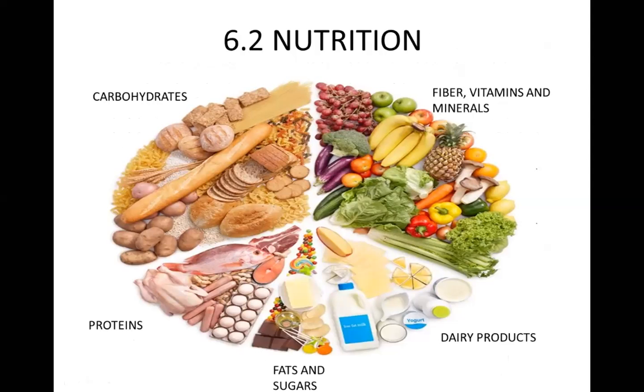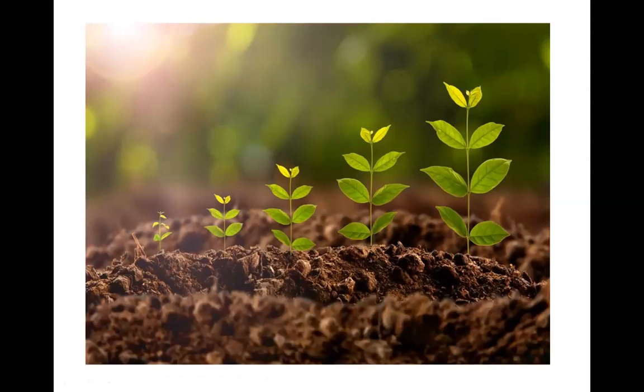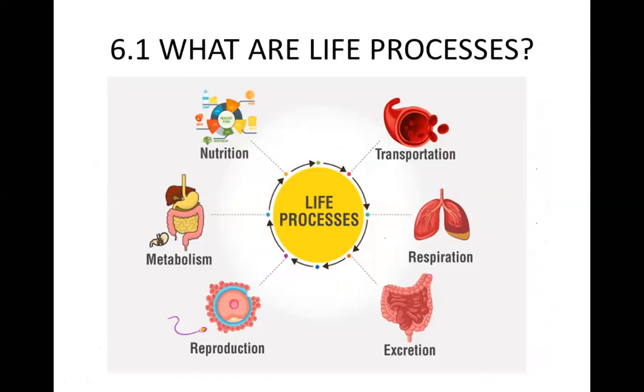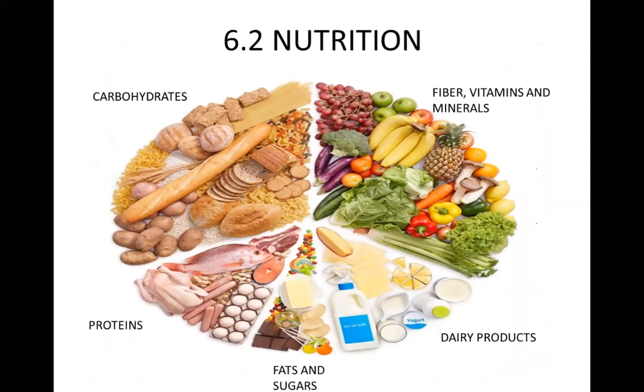Now, yesterday someone was asking, see, now we are done with our 6.1. 6.1 had so many topics: what are life processes? Nutrition, transport, respiration, excretion, reproduction, metabolism, and diffusion. And now we are coming to 6.2, nutrition. Nutrition is nothing but all these things: rice, pasta, noodles, bread, egg, potatoes. These are carbohydrates and they give us energy to work. You have to remember these things because it is quite useful during digestion.